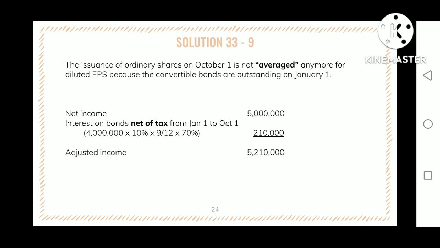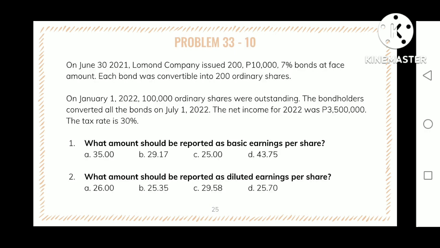And pagdating naman po sa ating, from the previous slide, pagdating po sa ating number of ordinary shares, in-add po natin yung number of ordinary shares that would have been issued upon conversion of the bonds payable. Yun po yung gagamitin nating amount para po makuha ang diluted earnings per share. The question in problem number 10 is what amount should be reported as basic earnings per share and as diluted earnings per share. So, alam na natin ang formula for both computation. So, mag-proceed na tayo sa solution.